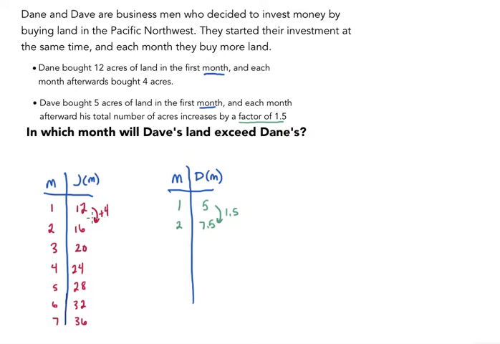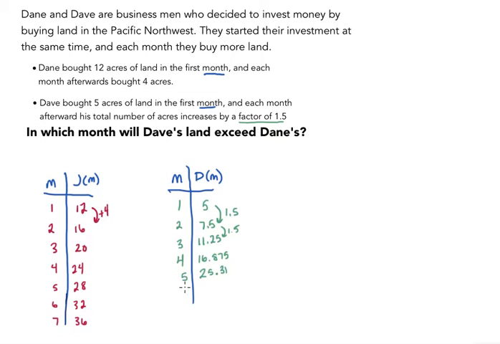Initially, if we're comparing them, Dave has 7 fewer acres than Dane. And then he's still considerably less in the second month. But let's see how this gap starts changing as we increase the months. So in the third month, 7.5 times 1.5, let's calculate this, it's 11.25. And in the fourth month, the factor of 1.5 would bring that to 16.875. In the fifth month, we're at 25.31. I'm going to round that one for now.